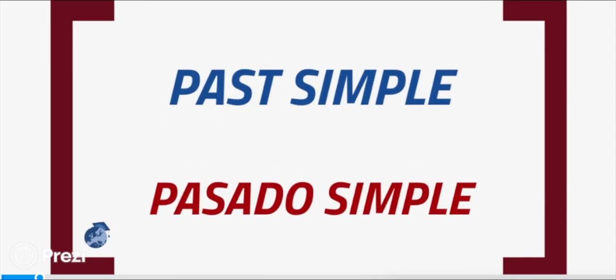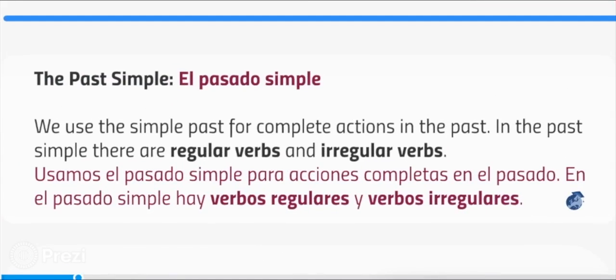Unit 2. Past Simple. The past simple. We use the past simple for complete actions in the past. In the past simple, there are regular verbs and irregular verbs.